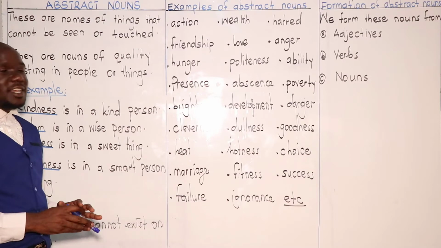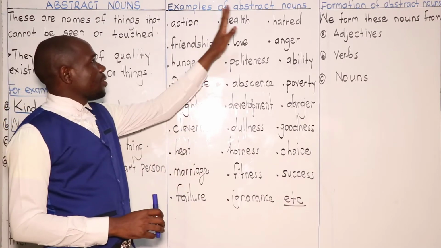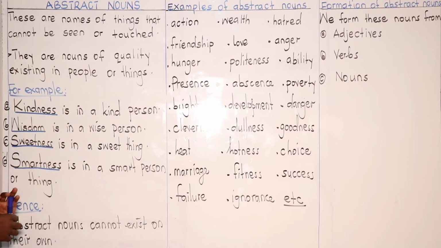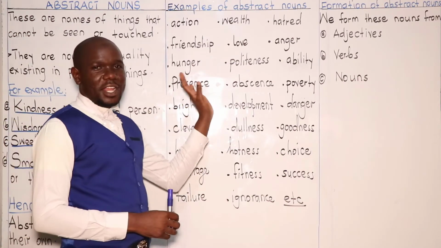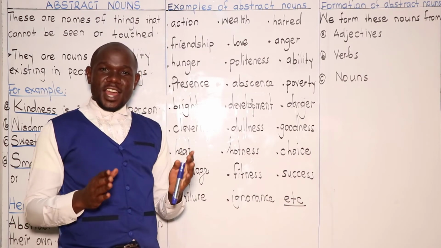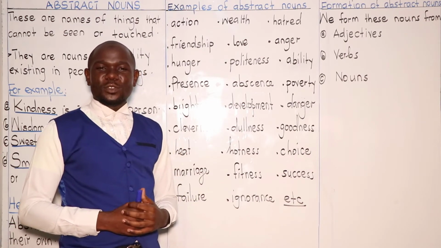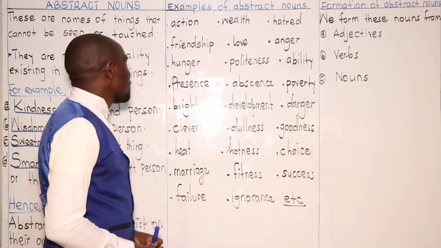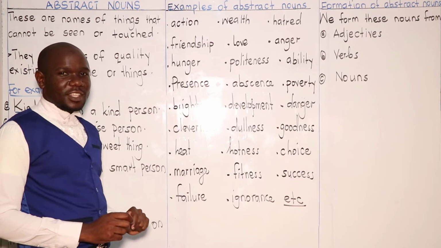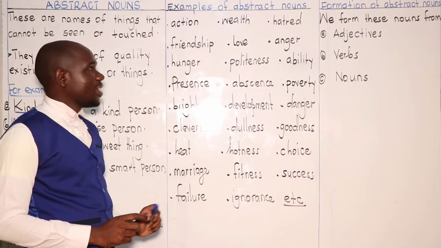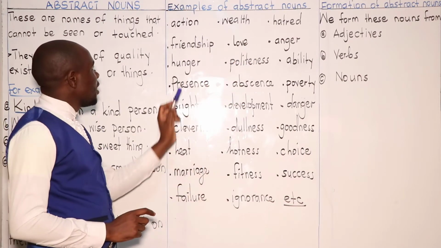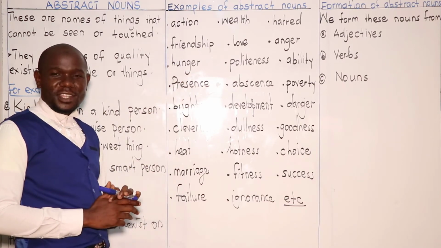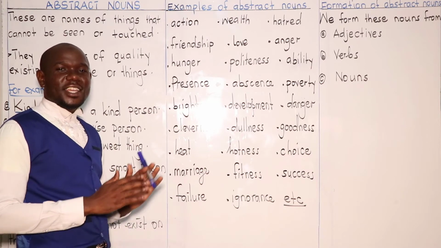Let us move on this side and look at examples of abstract nouns. We have looked at some of them here, but I would like to give more examples such that you will be in a position to identify more on your own. Let us have a look at them. We say action, wealth, hatred, friendship. You cannot meet any of these abstract nouns on the way, but you find them existing in people.